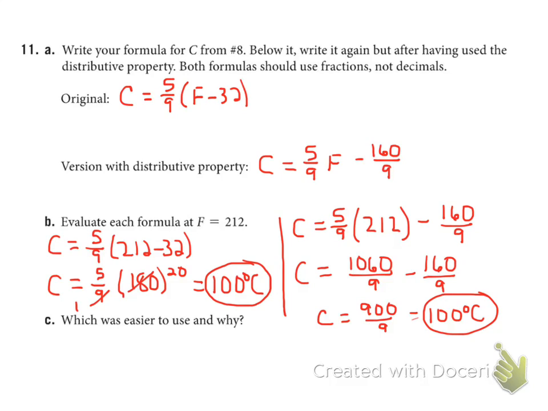Part C, which was easier to use and why? The first one was easier. Why was it easier? You didn't have to deal with fractions very much. We only had to deal with the fractions once at the end.